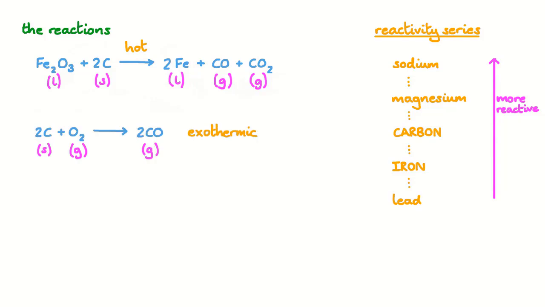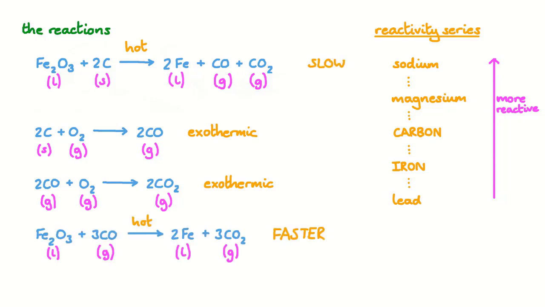When carbon reacts with a limited supply of oxygen, it forms carbon monoxide in an exothermic reaction. With further oxygen, carbon monoxide can react to form carbon dioxide, again in an exothermic process. If, under the same conditions, we use carbon monoxide instead of carbon as our reducing agent, we'll have a much more effective reaction because it will be much easier for a gas to be mixed in.